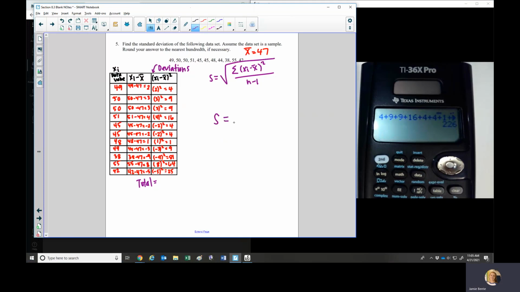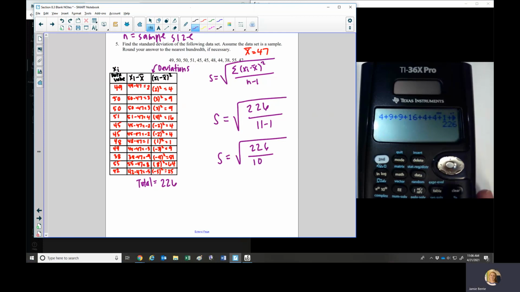So we have S equals the square root of the sum of the squared deviations, which was 226. You can write that down here as well. So that's your numerator. Now our sample size is what is represented by n. You count up the number of data values. There's again 11. So it's going to be 11 minus 1 in the denominator, which is 10. So that's the square root of 226 over 10.